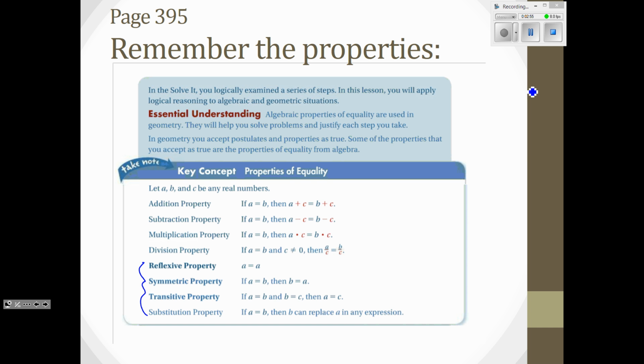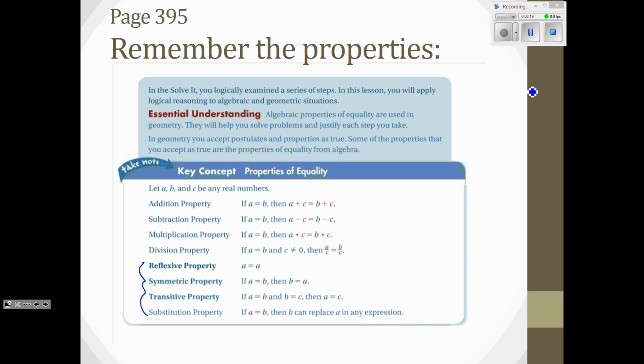Okay, transitive property. This is the one that kids seem to struggle the most with. Transitive property says that if A is equal to B and B is equal to C, then A is equal to C. We use this when we deal with things like the substitution method of solving systems of equations. We just don't call it that.